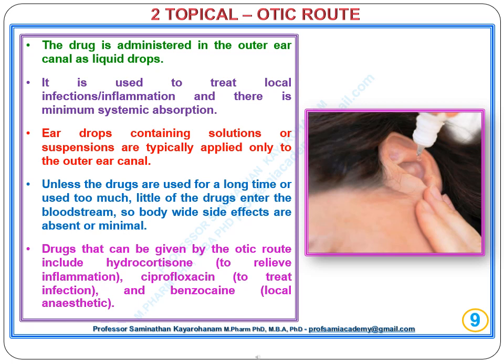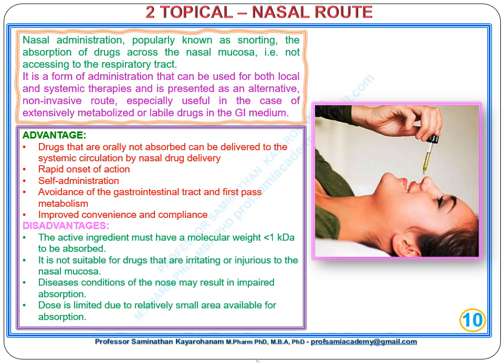Drugs that can be given by the aural route include hydrocortisone, to relieve inflammation, ciprofloxacin, to treat infection, and benzocaine, a local anesthetic.